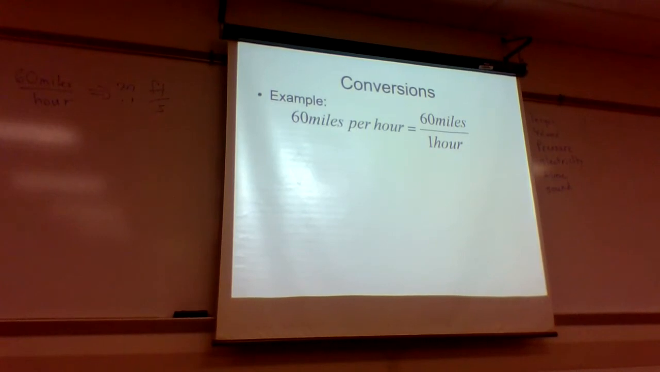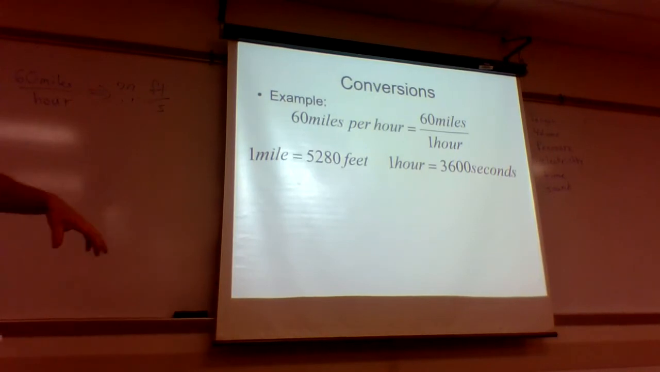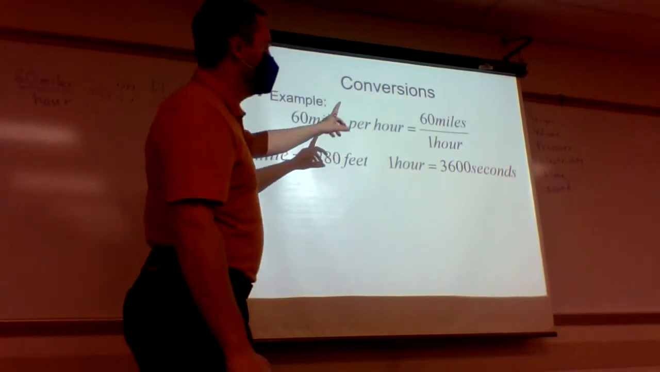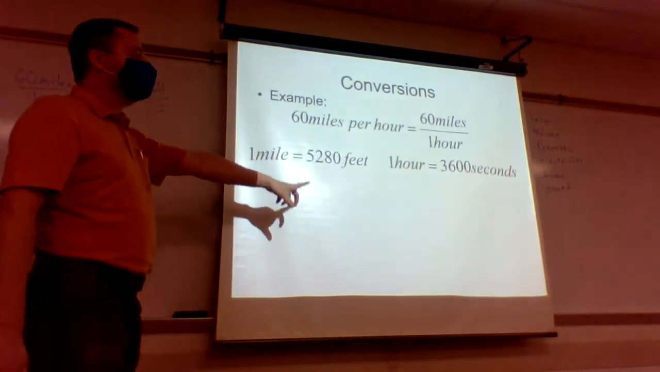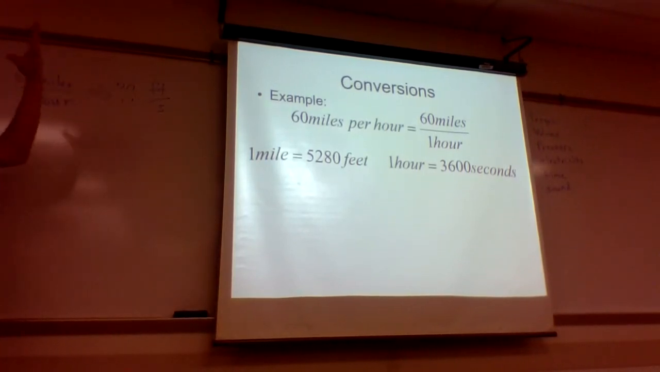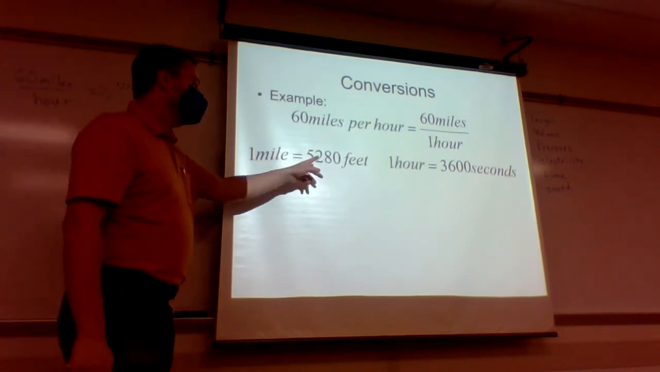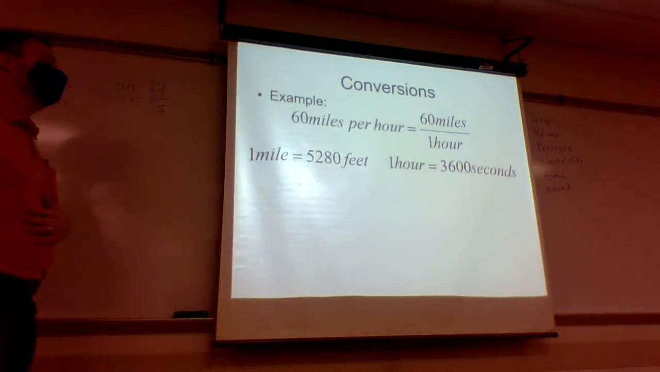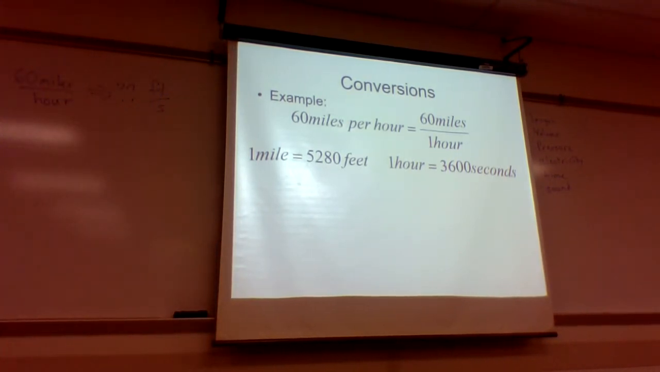Well, I've got to convert both the miles and the hours. So what do I need? I need some equivalent of miles to feet. I need some equivalent of hours to seconds. Well, there's 60 minutes in an hour, and then there's 60 seconds in a minute. So 60 squared is 3,600. Okay. There's 3,600 seconds for every hour. And by definition of a mile, that's 5,280 feet. That's not one I expect you to have memorized.